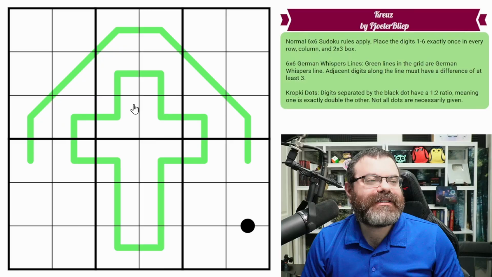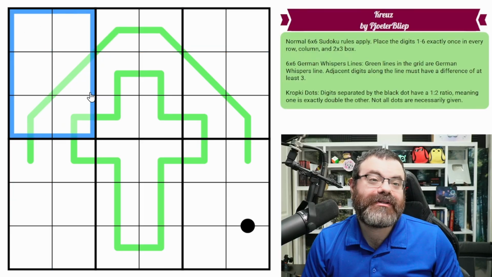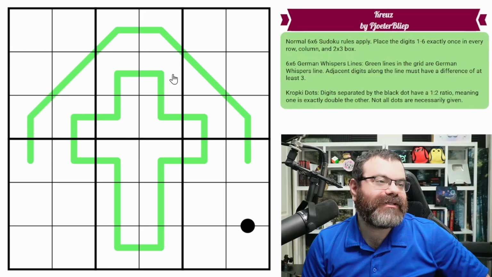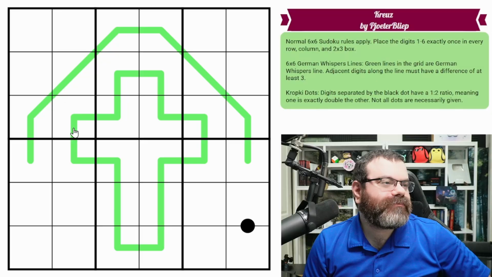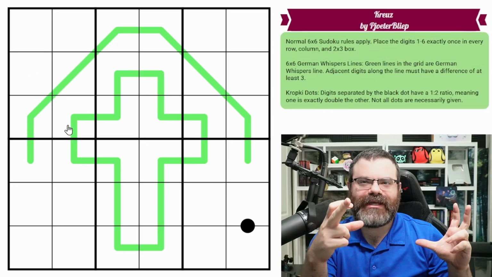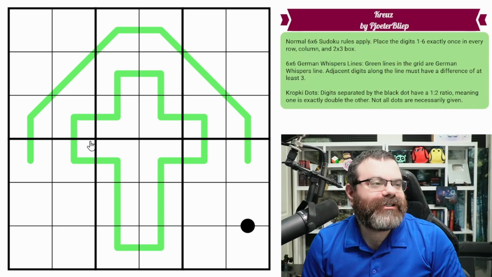We have normal 6x6 Sudoku rules, so in each row, each column, and each 2x3 box, we're placing the digits 1 to 6 exactly once each. You can see that PjoeterBliep has rotated the puzzle 90 degrees, so the cross is upright. But if you imagine you were to print this on paper, you could rotate it. So it's the same boxes you're used to, just in a different orientation.